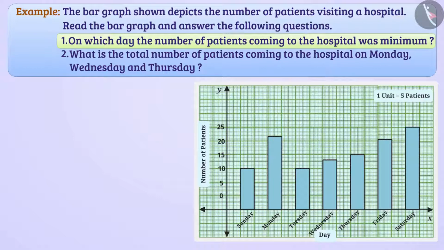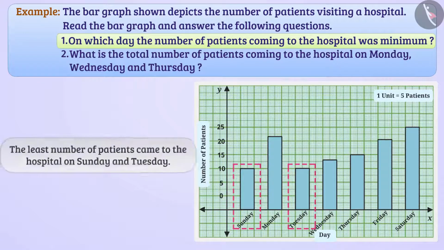The number of patients coming to the hospital on different days are indicated as the length of the bar in the graph. In this way, the bar which has the shortest length will give us the answer to this question. We see that length of bars showing the number of patients on Sunday and Tuesday is same and is smaller than length of all the bars. So we can say that the least number of patients come to the hospital on Sunday and Tuesday.